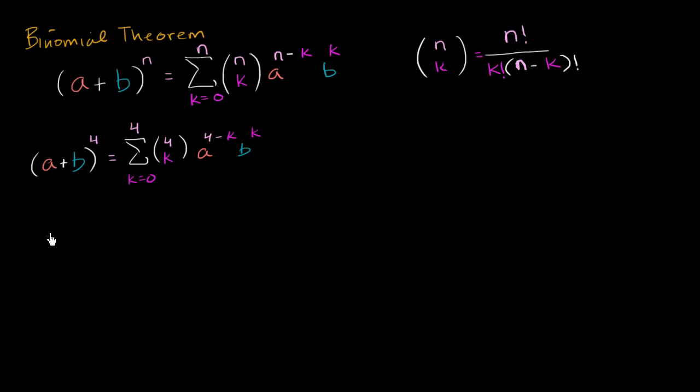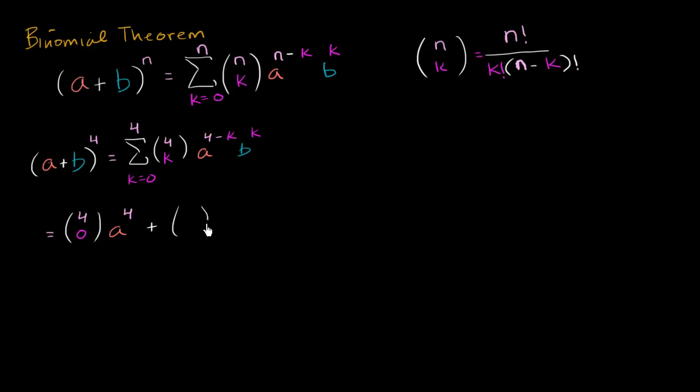We're going to start at k equals 0. So when k equals 0, it's going to be 4 choose 0 times a to the 4 minus 0 power. Well, that's just going to be a to the 4th power times b to the 0 power. Well, b to the 0 power is just going to be equal to 1. So we could just put a 1 here if we want to, or we could just leave it like that. So this is what we get when k equals 0. And then to that, we're going to add when k equals 1.